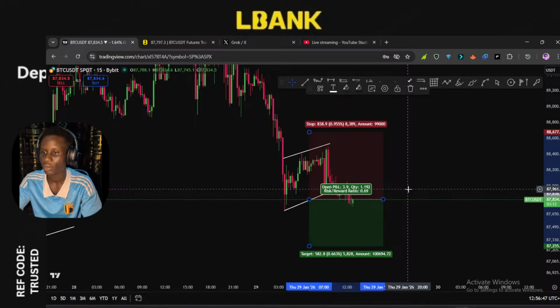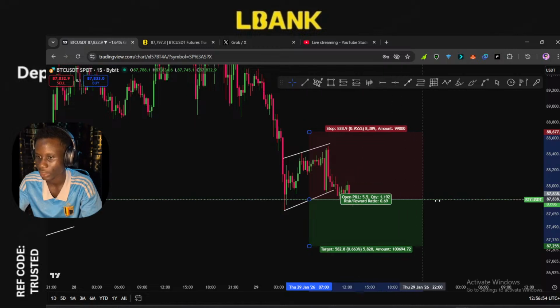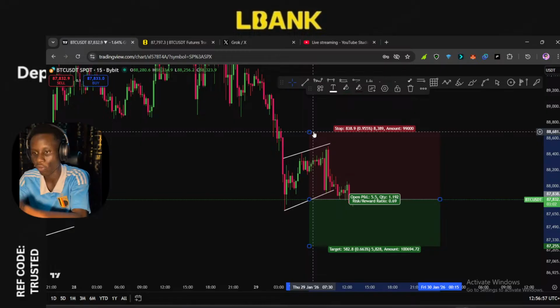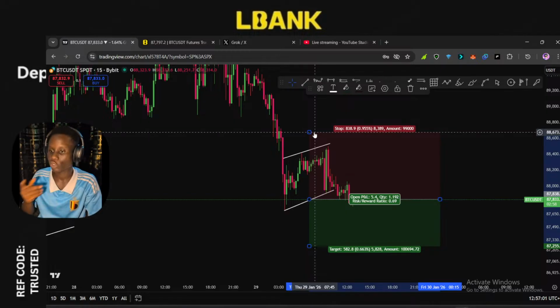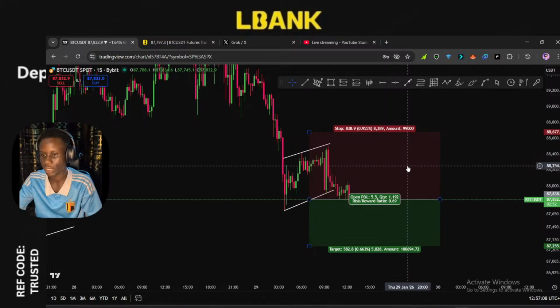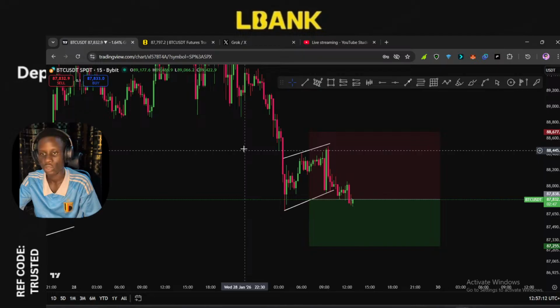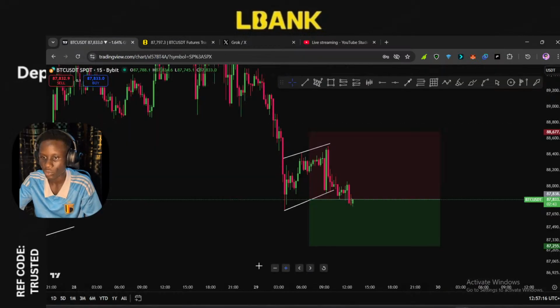Because the price might just come up, form a double top, and start selling to the downside again. Are you getting that now? So you just place it above your structure. Assuming this market is buying to the upside, it's going to be below your structure. You start thinking now. So this is basically how to do your stop loss placement.